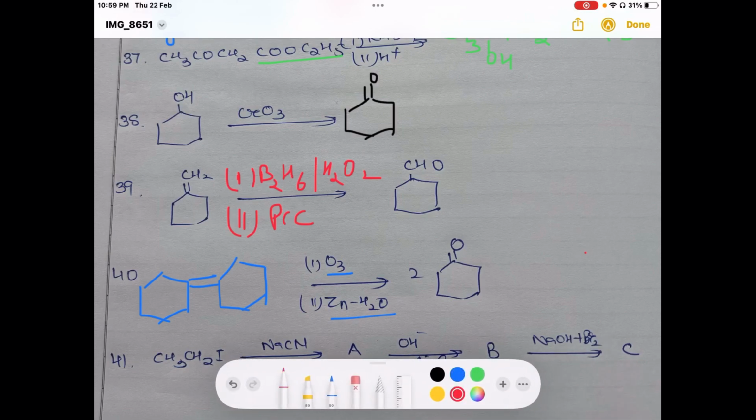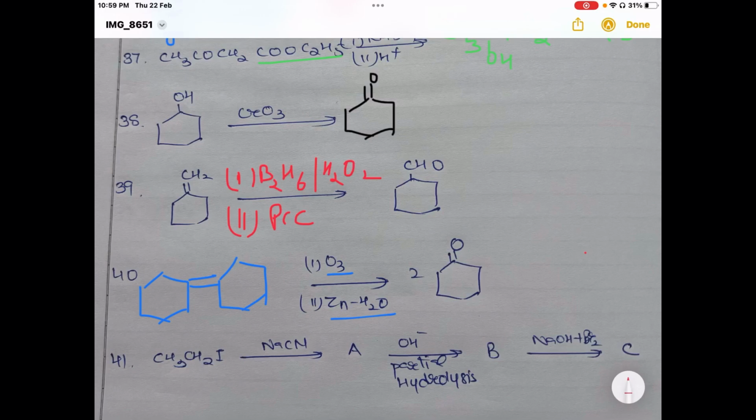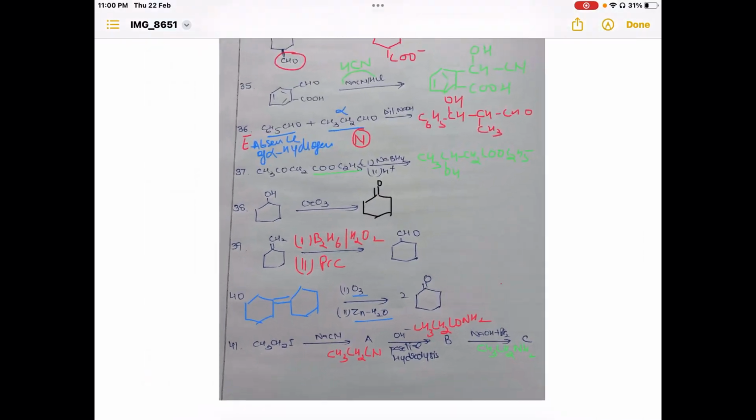Next is CH3CH2I with NaCN. So A here, I is replaced by CN, giving CH3CH2CN. Partial hydrolysis of this: CN on partial hydrolysis changes to CONH2, amide. Amide on Hoffmann bromamide degradation reaction changes into amine. So the product here is CH3CH2NH2, one carbon less than the parent one.